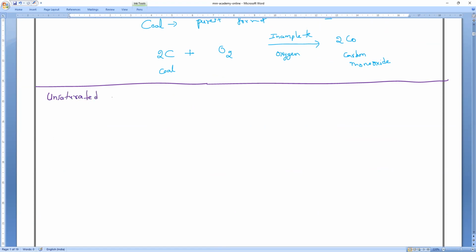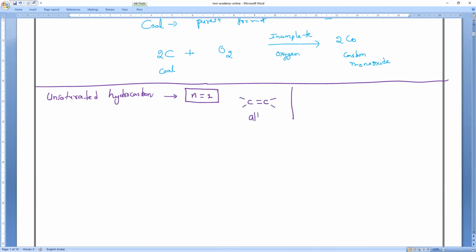Unsaturated hydrocarbons start from where? That is my question. They will start from n equals 1 or n equals 2? Everybody, n equals 2. The minimum number of carbons will be 2. That is C double bond C. If I have taken this, it is an unsaturated hydrocarbon.